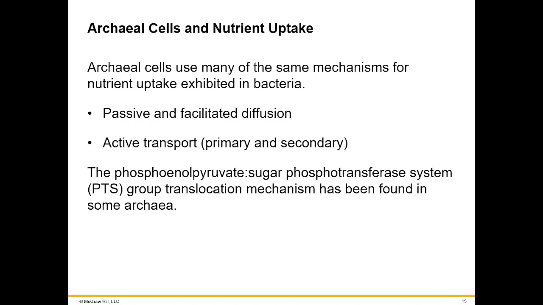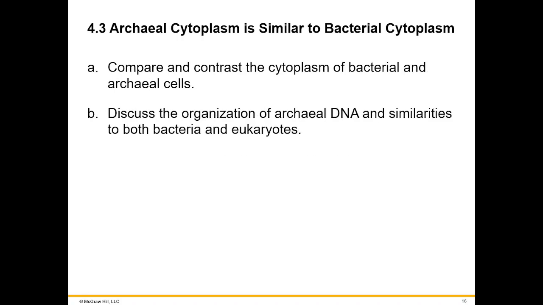So how about their nutrient uptake? Archaeal cells use many of the same mechanisms for nutrient uptake exhibited in bacteria, and that is why originally we did mistake them for such. They have passive and active transport: passive and facilitated diffusion, and even active transport. One of the transport systems found in archaea is the phosphoenolpyruvate sugar phosphotransferase system for some archaeal cells. Okay, so let's move on to the next part, which is archaeal cytoplasm.